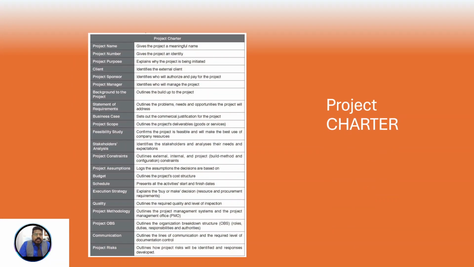This is how a project charter looks. You have project name, project number, project purpose, client, sponsor, manager, background to the project, statement of requirements, business case, project scope, feasibility study, stakeholder analysis, project constraints, budget, schedule, execution strategy, quality, project methodologies, etc.